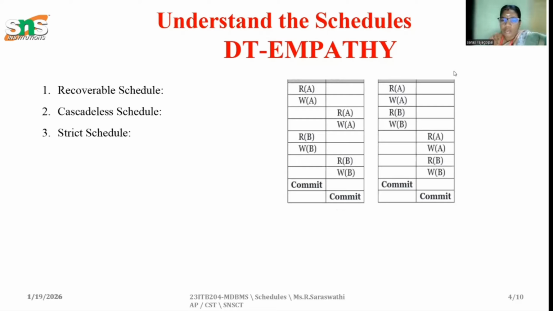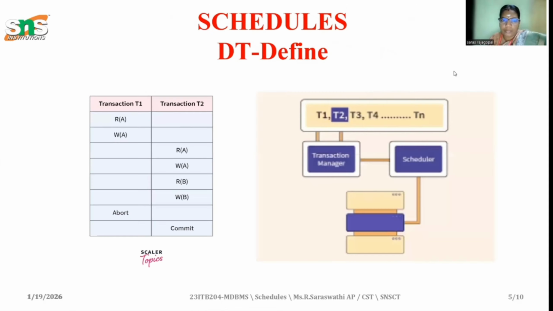This is one way of a recoverable schedule. Another way uses both read and write of A and B: read of A, write of A, read of B, and write of B. These are the four steps for implementing transaction T1. Then transaction T2 uses read of A, write of A, read of B, and write of B, and it invokes the commit operation.